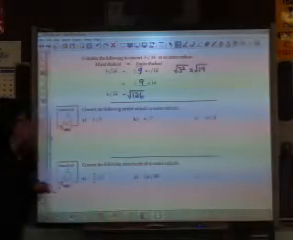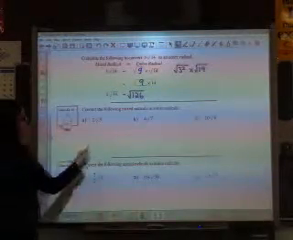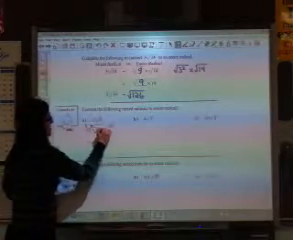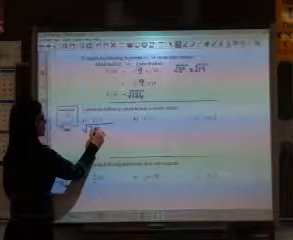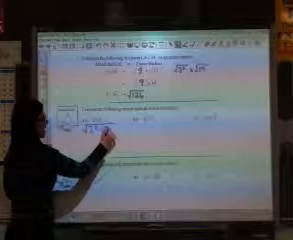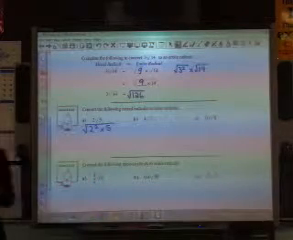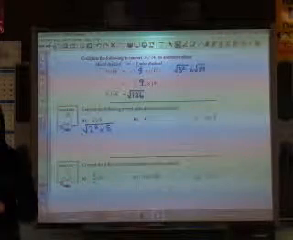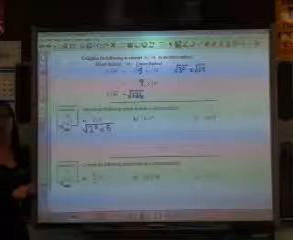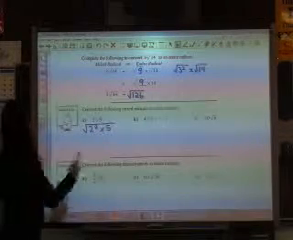So if I have 2 root 5, and I want to put the 2 underneath the radical sign, I can square it, and then multiply it by 5. So what is 2 squared? 4. And 4 times 5? 20.